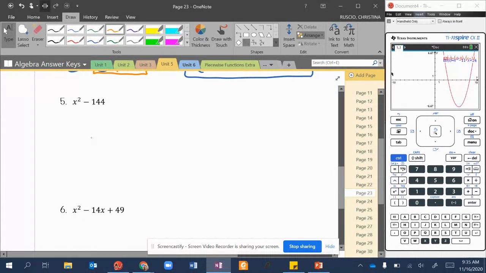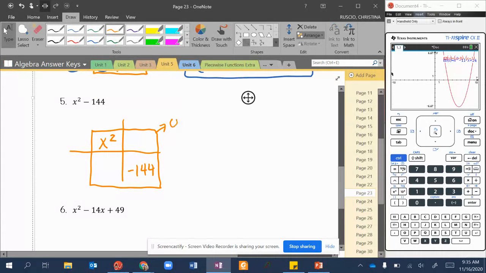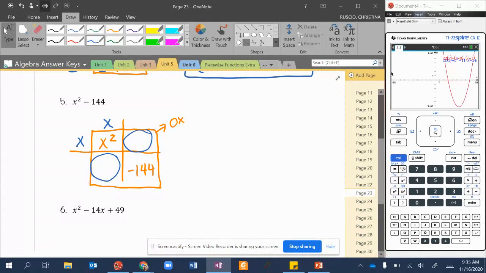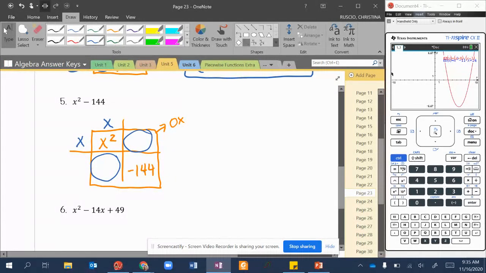Now, number 5 is a cool one. It's a little different, right? Because it's missing something. But that's not going to stop me. So we have x squared minus 144, and there's no tail, so that's really just nothing, 0 x's. I'm liking this. All right, x times x is x squared. And we have to find two numbers that added together would be 0. And the only kinds of numbers that would ever add to be 0 is if they're the same number but different signs. So is there a number times itself that's 144? Yeah, it's 12. 12 times 12 is 144.